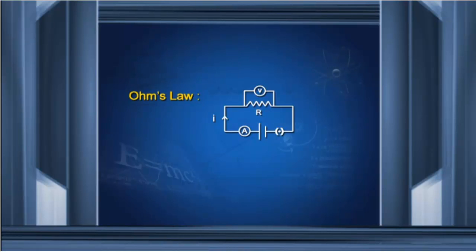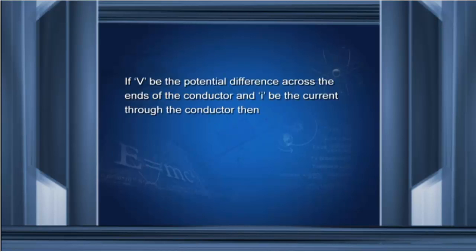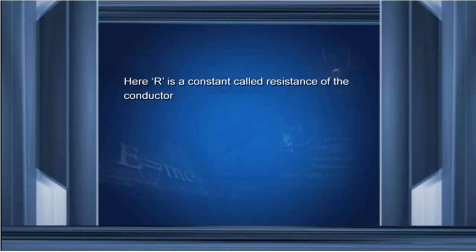In the diagram, let we have a conductor connected across the ends of a battery. If V be the potential difference across the ends of the conductor and I be the current through the conductor, then I is directly proportional to V. Therefore, we can say V is directly proportional to I. Putting a coefficient of proportionality R, we get V equals I into R. Here R is called resistance. Its SI unit is ohm.